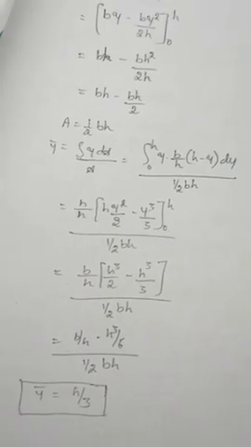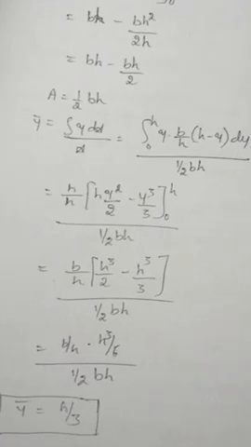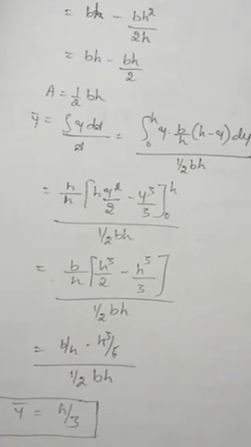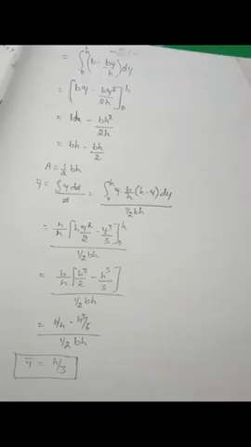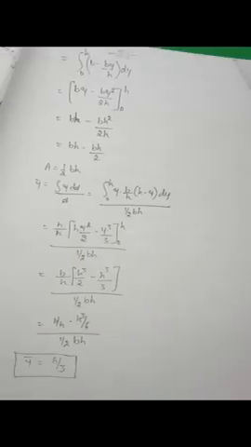So finally the y bar will be h divided by 3. So the distance will be one third of the height, h divided by 3 is the y distance. Similarly, the x bar also remains h divided by 3. So that is the centroidal distance of the triangle.